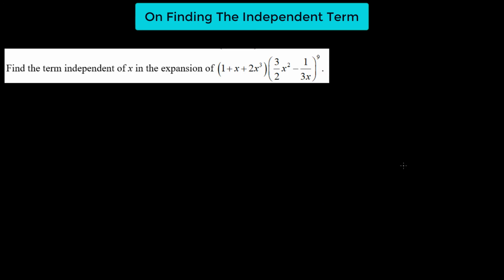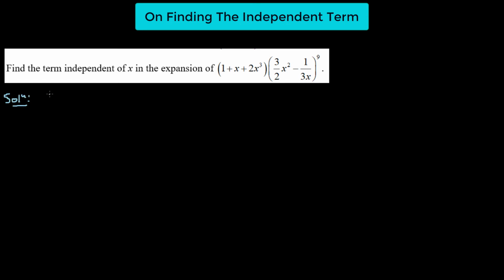So here we have to find the term which is independent of x in the given expression. Now this is not exactly a binomial expression; it is a trinomial expression multiplied by a binomial expression, and when we expand it, we will get a term that is independent of x. In order to do this type of question, we have to find the general (r+1)th term of the second expression. So let's do that step by step.